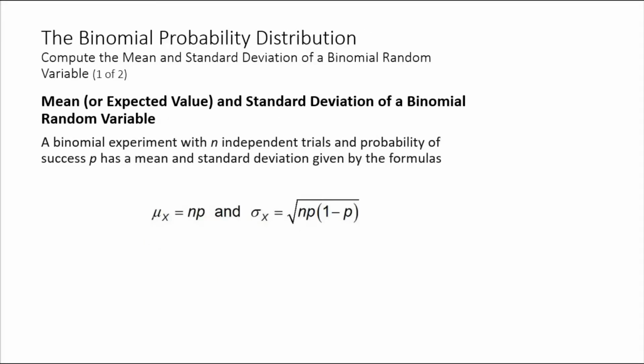The mean, the expected value, and the standard deviation of a binomial random variable. A binomial experiment with independent trials and probability of success p has a mean and a standard deviation given by these formulas. You need to write down these formulas because those are the formulas we will use to compute the mean and the standard deviation. The mean, or the expected value, is the number of trials times the probability of success, and the standard deviation is the square root of the number of trials times the probability of success times the probability of failure. So that is how you're going to compute the mean and the standard deviation.